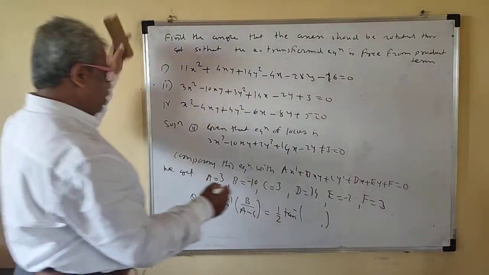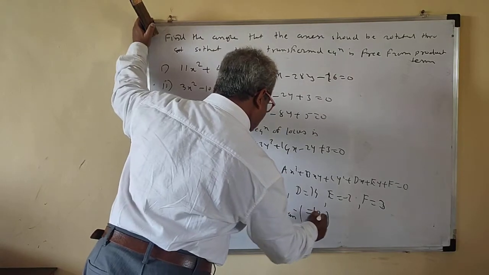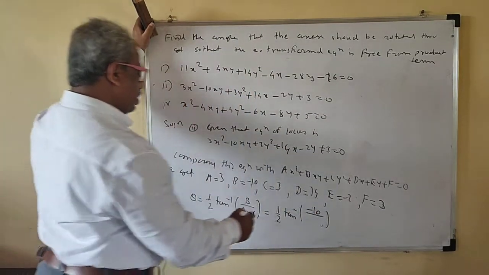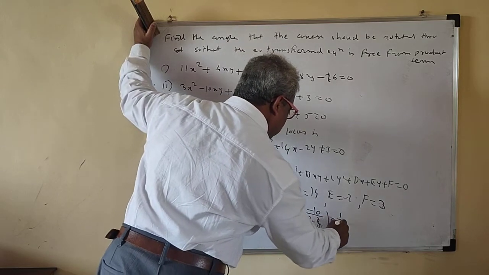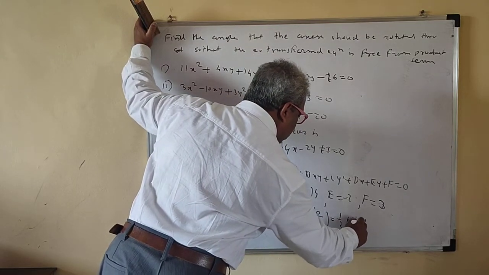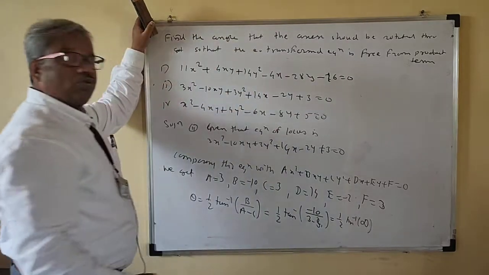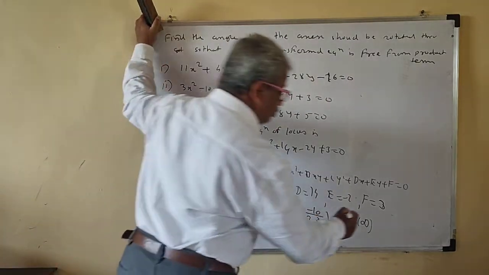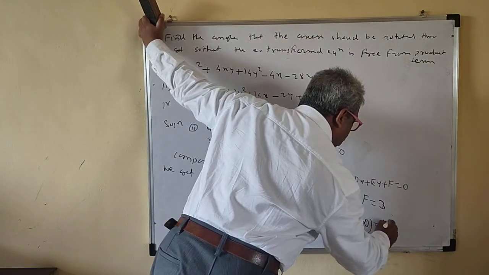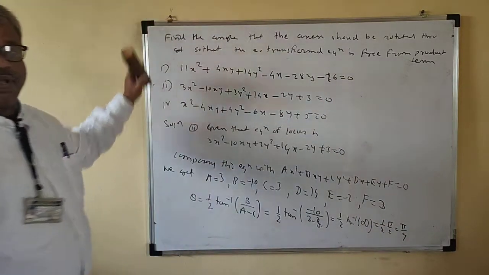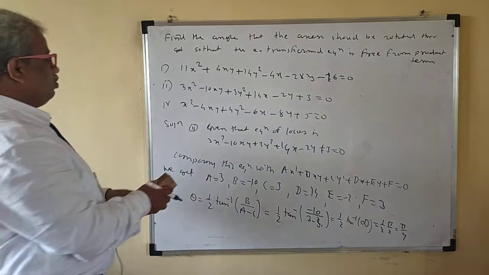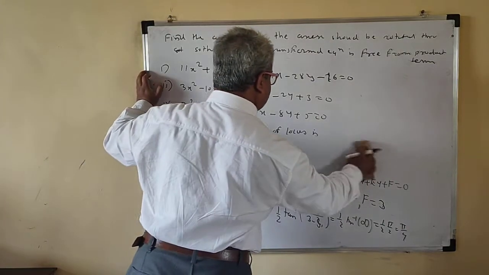What is your b? b is minus 10 upon your a minus c, which is 3 minus 3, so this is 1/2 tan inverse of infinity. You know that tan inverse infinity is pi by 2, right? This is 1/2 pi by 2. So this is pi by 4. Okay. So we go to the last one.